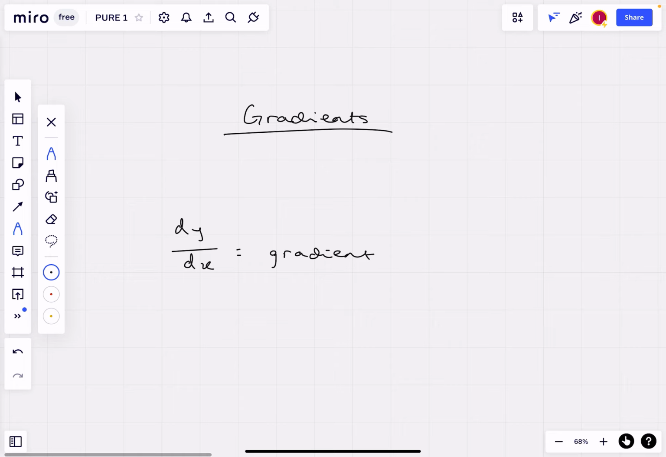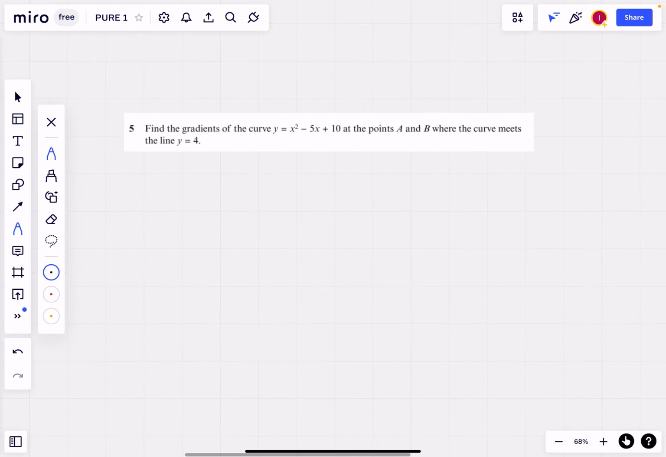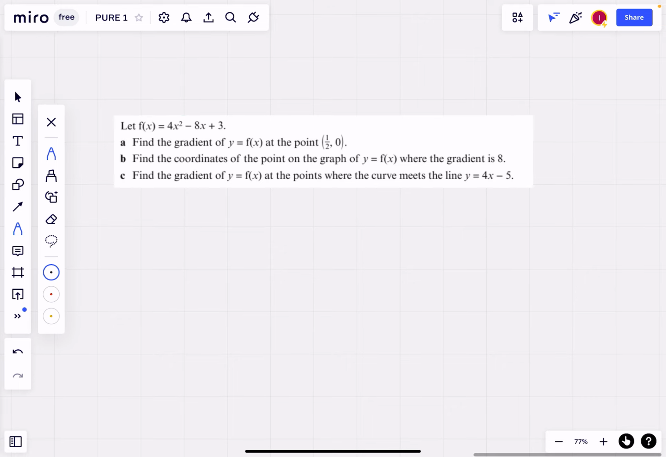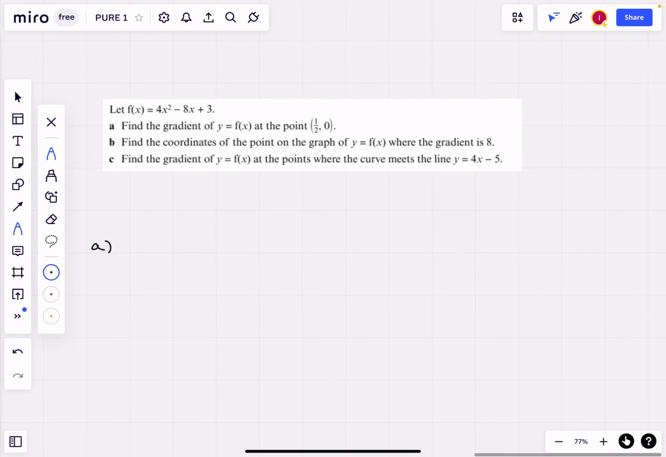Let's have a look at a question and how it's applied. It says, let f(x) equal 4x squared minus 8x plus 3. Find the gradient of y equals f(x) at the point (a half, 0). Okay. You want to first work out f dash x.